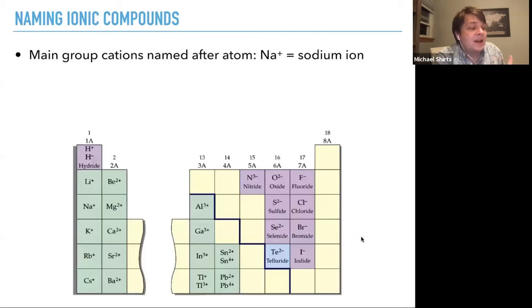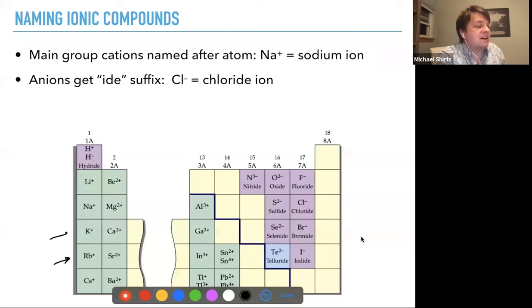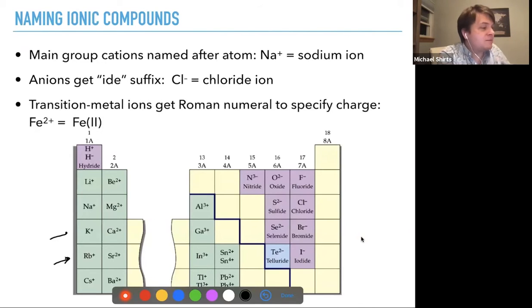It's simple enough. So Na+, sodium missing an electron, is the sodium ion, the sodium cation. Lithium cation, potassium cation, rubidium cation. That's simple enough. Anions get the -ide suffix. So chlorine becomes chloride. Fluorine becomes fluoride. And if you're talking about a compound that's just one cation, one anion, it's pretty simple. Sodium chloride.